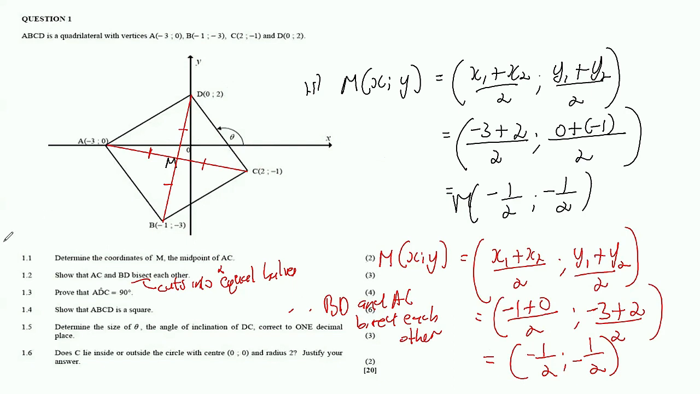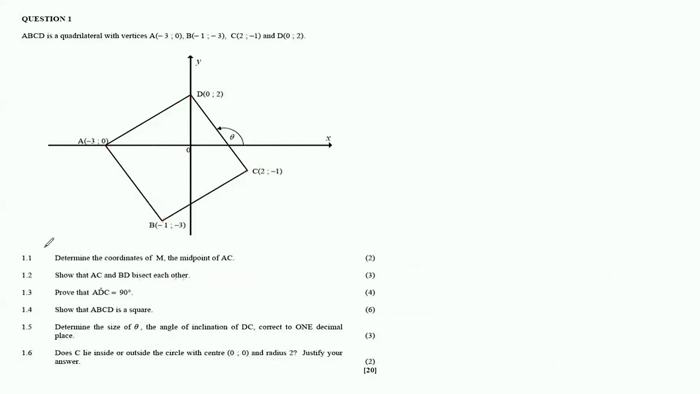Now let's move to 1.3. 1.3 says prove that angle ADC, so where is ADC? With ADC is 90 degrees, right? Now, how can we prove that one? Remember, the fact that ADC is 90 degrees, we can look at it this way. If this here is forming 90 degrees, this tells us one thing about the lines AD and DC. That means line AD would have to be perpendicular to line DC for us to produce 90 degrees there, right?